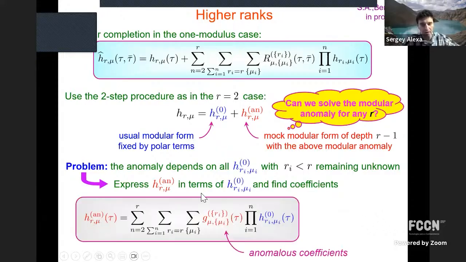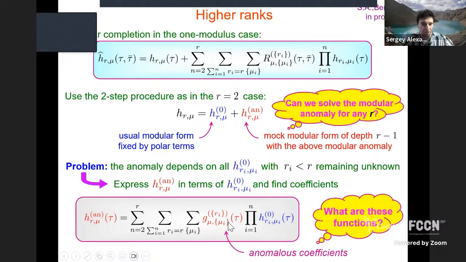We produce the following ansatz for this anomalous piece of our generating function. The structure of this sum is exactly the same as the structure of this anomaly equation, just instead of h, you put these unknown pieces, which must be pure mock modular forms, no anomalies. Then you introduce certain new functions, which we call anomalous coefficients. And the whole problem now is to find what these functions are, and how we restrict them.